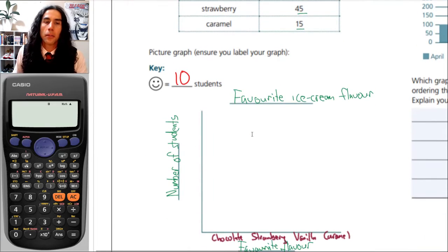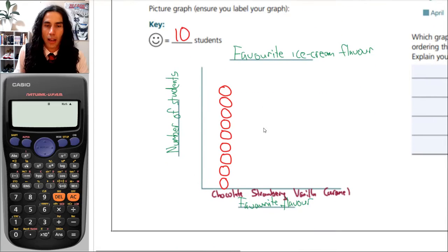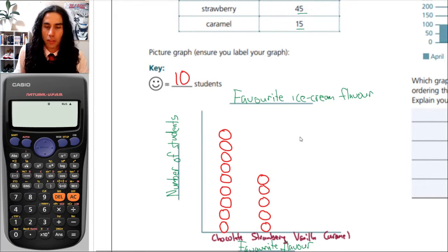So 90 means 9 smiley faces. 1, I'll fill in the details in a moment. 2, 3, 4, 5, 6, 7, 8, 9 smiley faces for this one. Next one's 50, so it's 5. 1, 2, 3, 4, 5, and then two tricky ones, 45 and 15. 45 is going to be 1, 2, 3, 4, and then a half smiley face. And this is 15, it's going to be 10 plus a half.